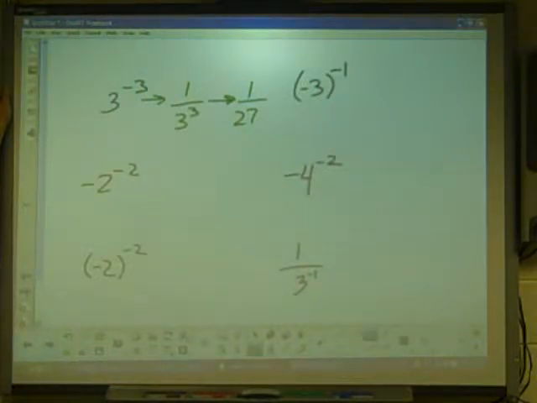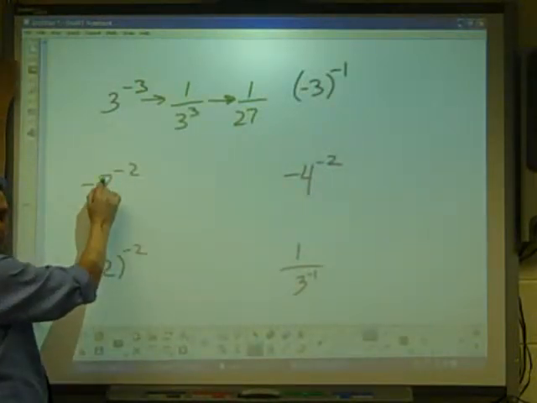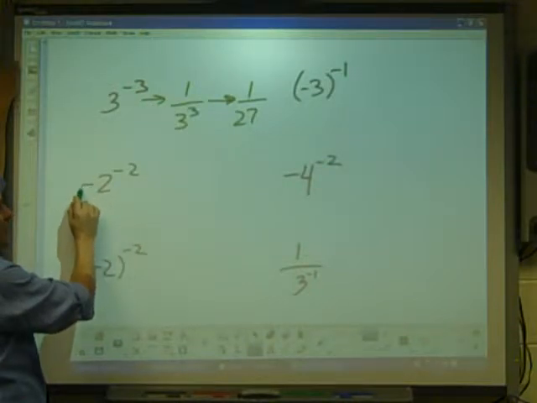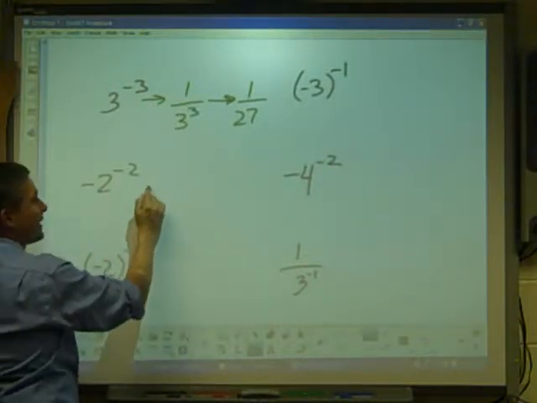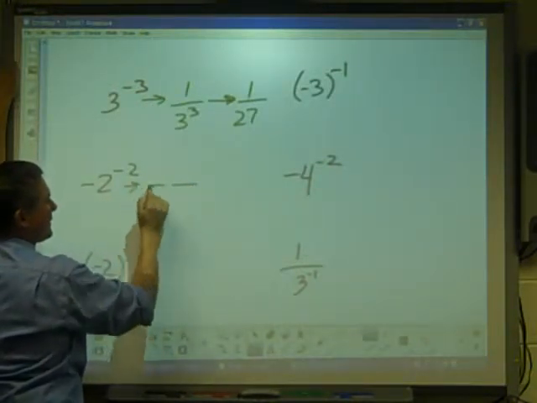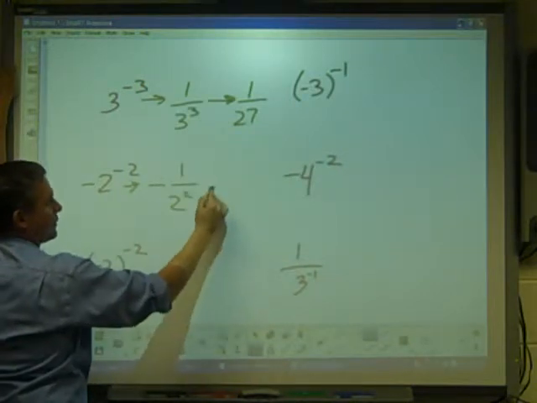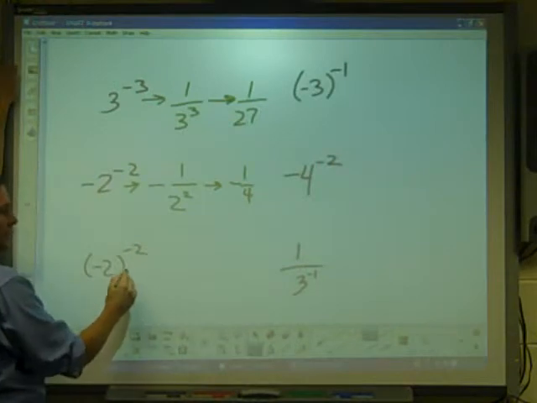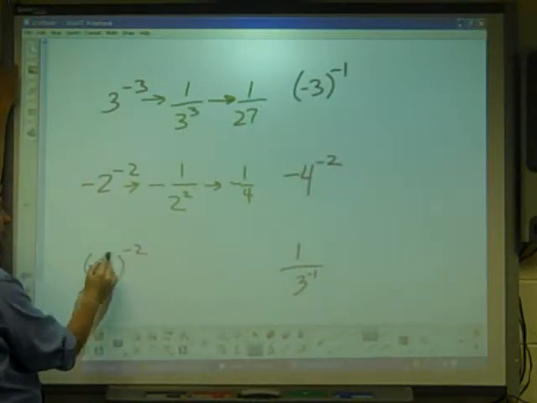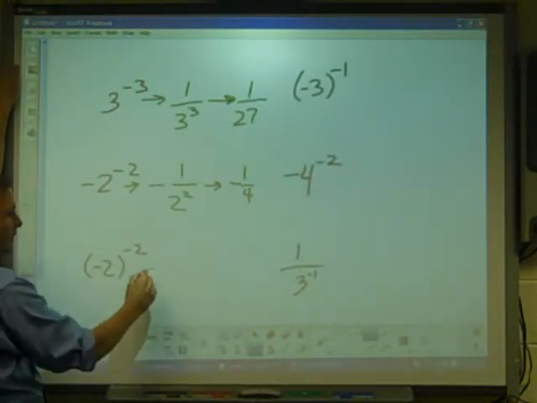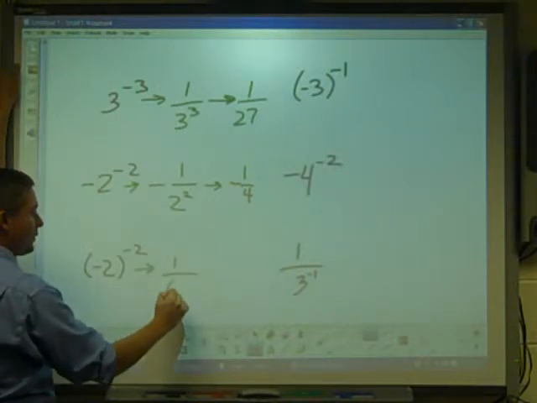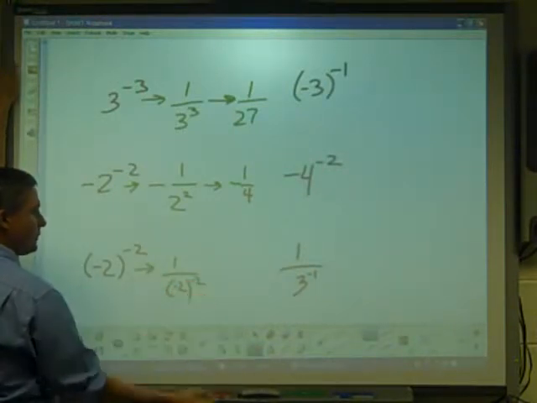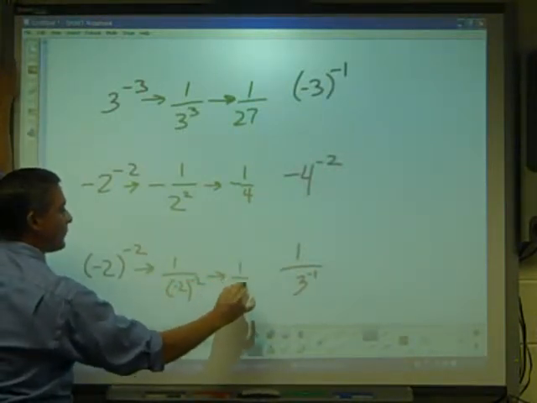If I do the next one, the negative 2 touches the 2, but not the negative sign. So it's the opposite of 2 raised to the negative 2, or the opposite of 1 over 2 squared, which is negative 1/4. Next one. This time the negative 2 touches the parentheses, which makes this one thing. That's 1 over negative 2 to the negative 2, and that makes positive 1/4.